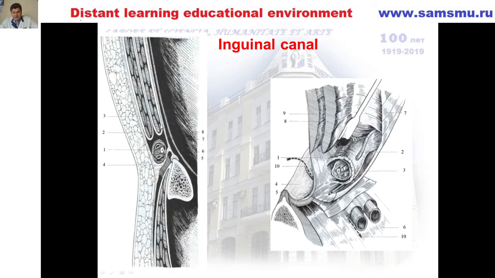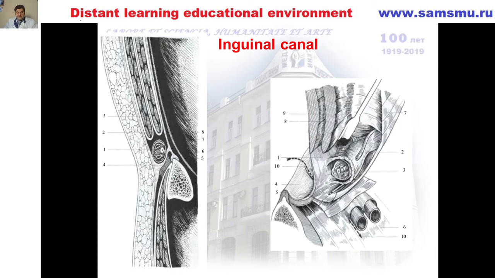Thus, a triangular or oval passage forms between the inferior border of the internal oblique and the transverse muscles above and the middle part of the inguinal ligament below. This passage is the inguinal canal.